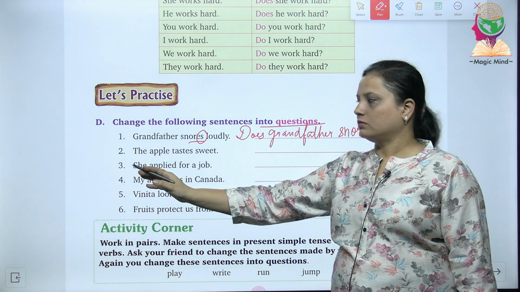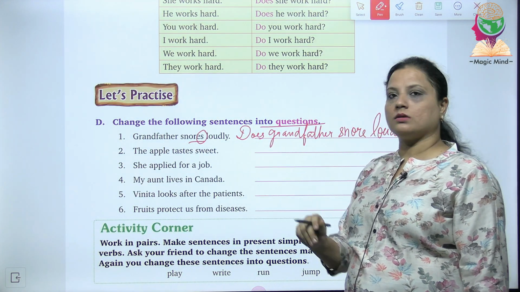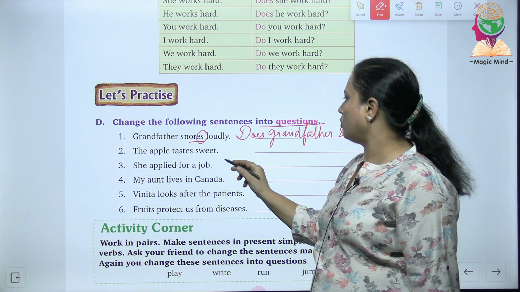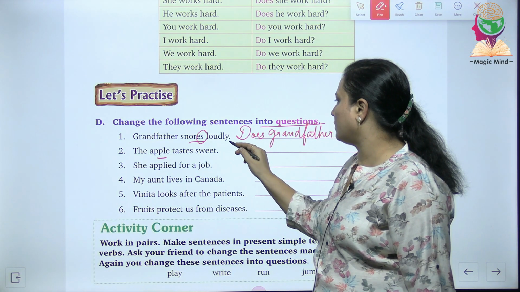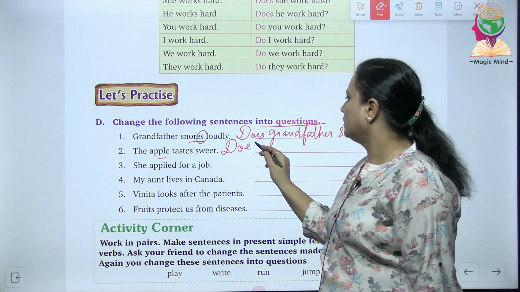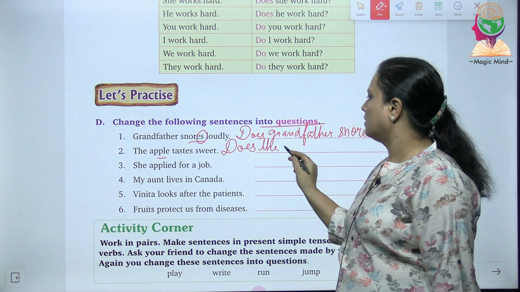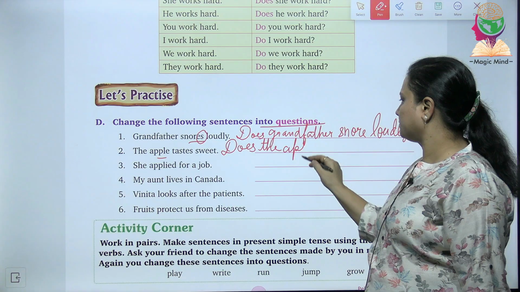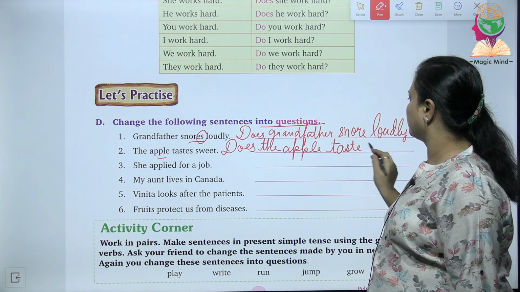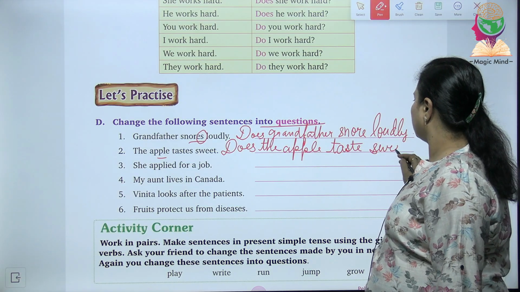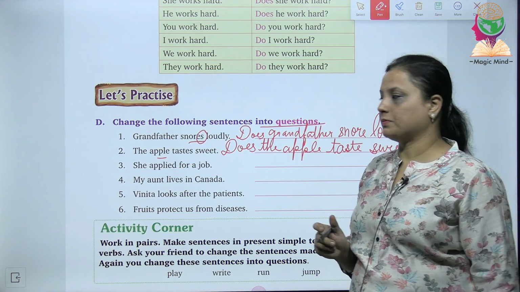Then the second one, the apple tastes sweet. What will be the question form? Apple is a singular person or singular thing. We will begin with does the apple taste sweet? Does the apple taste sweet?